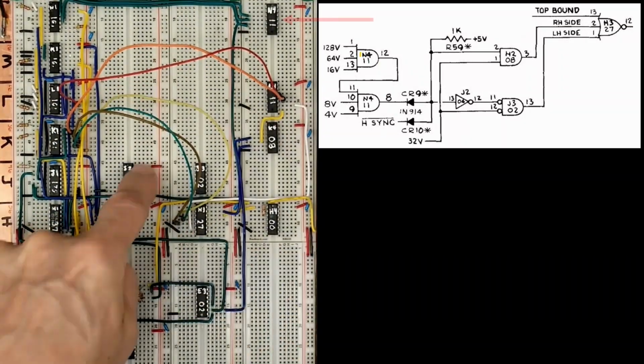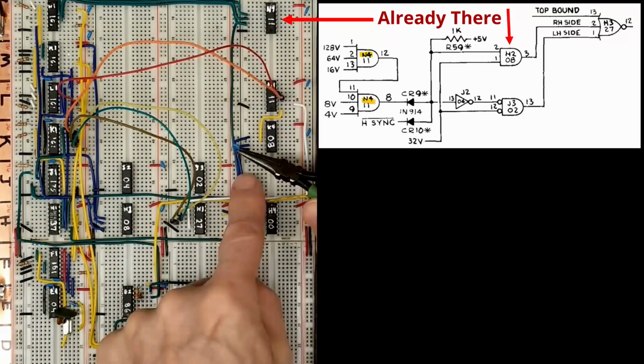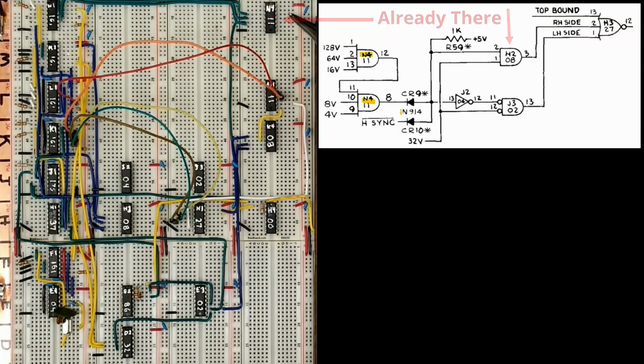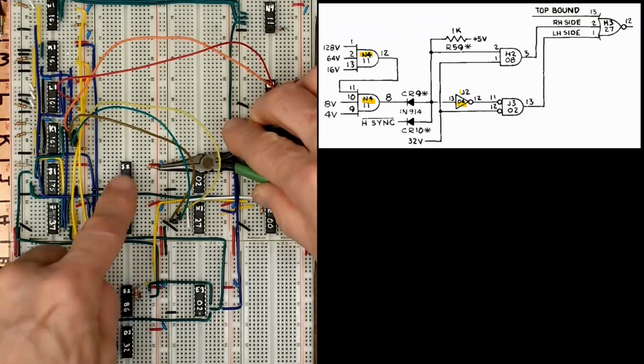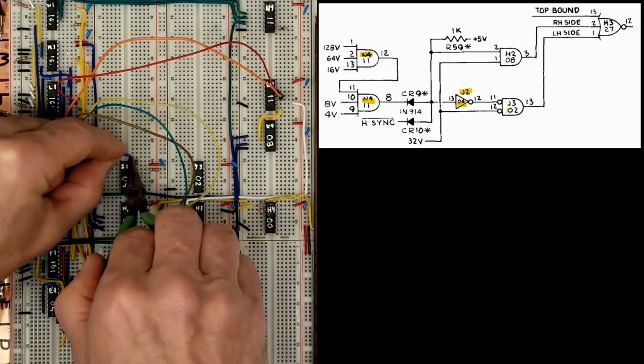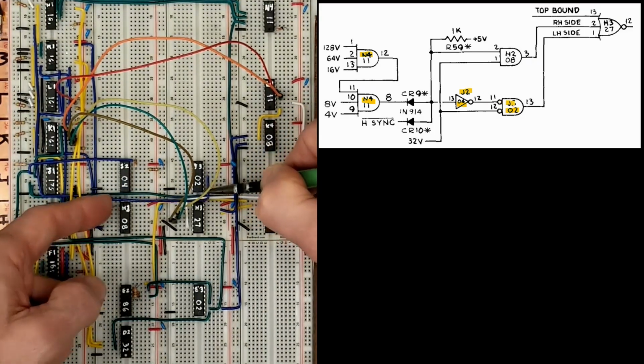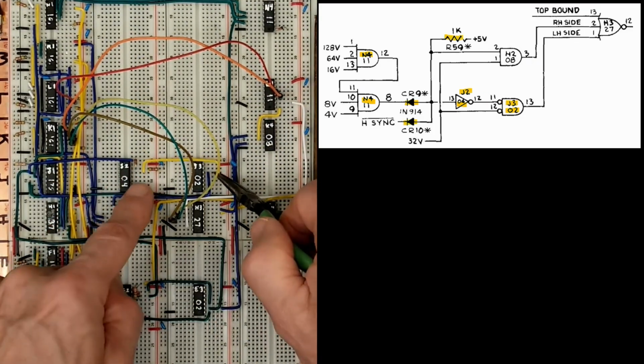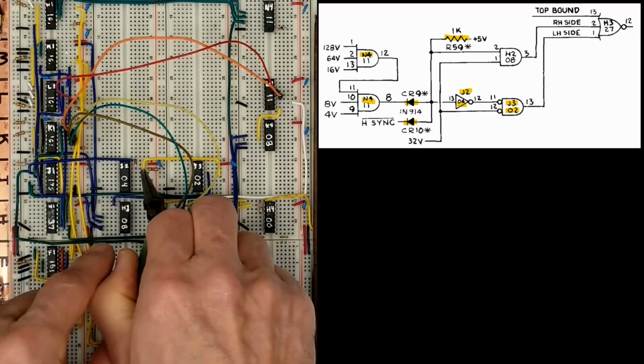We'll need another 7411 triple 3-input AND gate in N4, a 7404 hex inverter in J2, a 7402 quad NOR gate in J3, these 2 switching diodes, and a pull-up resistor.